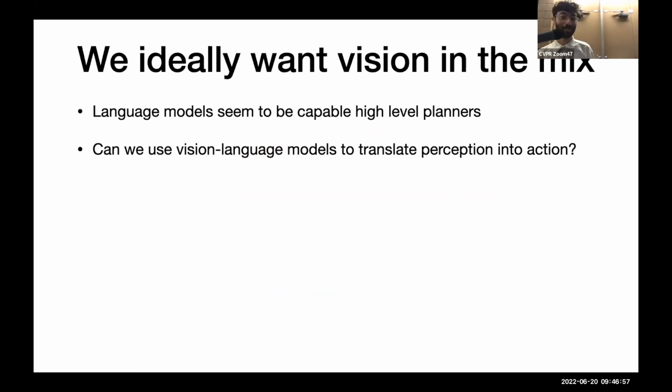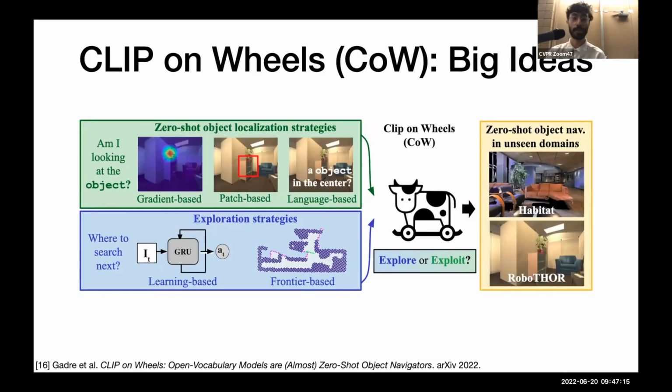Okay, but ideally we want vision also. So the last paper I'm going to discuss is some work from myself and collaborators on trying to extract more actionable information specifically from vision language models. So this is the CLIP on Wheels work, or CoW as we like to call it.